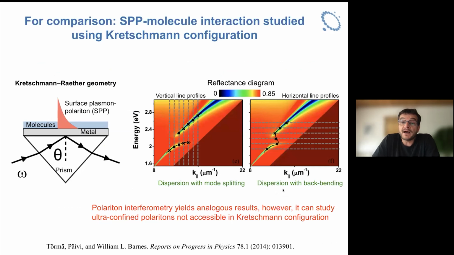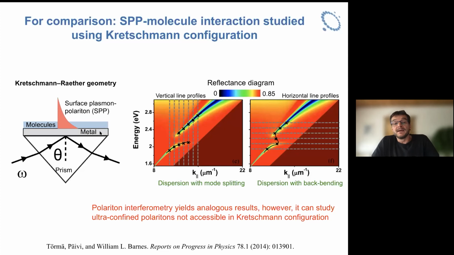And I want to point out here that what we are doing is nothing that we invented or that is new. This type of analyzing strong coupling between polaritons and molecules has been done for many years in so-called surface plasmon polariton spectroscopy in the Kretschmann configuration. I want to briefly outline it. So very often the interaction between surface plasmon polaritons on metals with adjacent molecules is studied. The surface plasmon polaritons on metals I introduced on the very first slides of my talk.